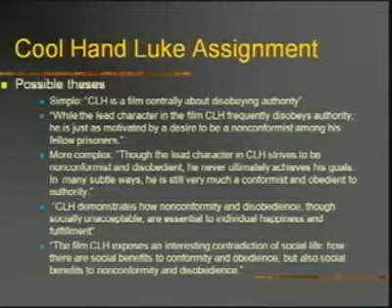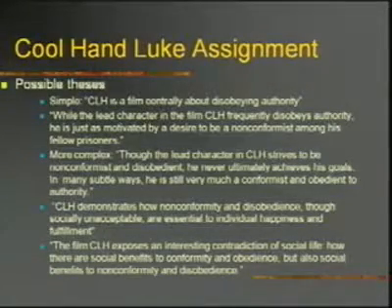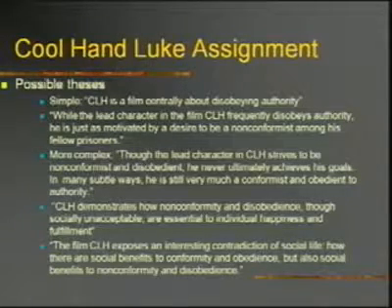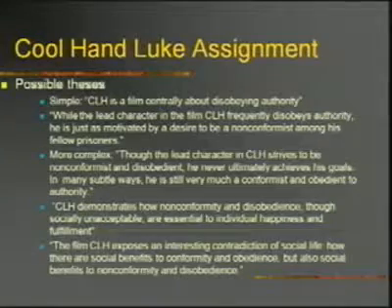Any questions about this? Okay. All right, great. So I look forward to seeing your essays on Thursday, and I'll probably try to grab a couple of the coolest theses to present in class.